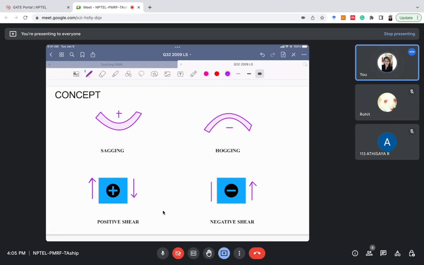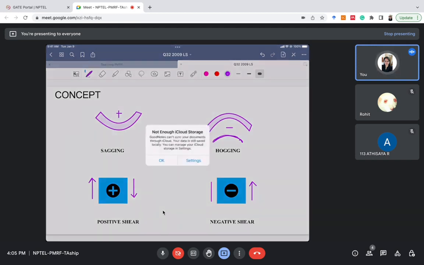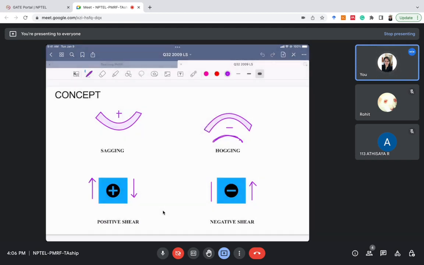So this is the sign convention I'm going to follow. That is, if the bending moment causes any section to have a curvature like this, to sag, then I'll consider that moment as positive. If any moment causes any section of the beam to hog or have a shape like this, then I'll call it negative bending moment.